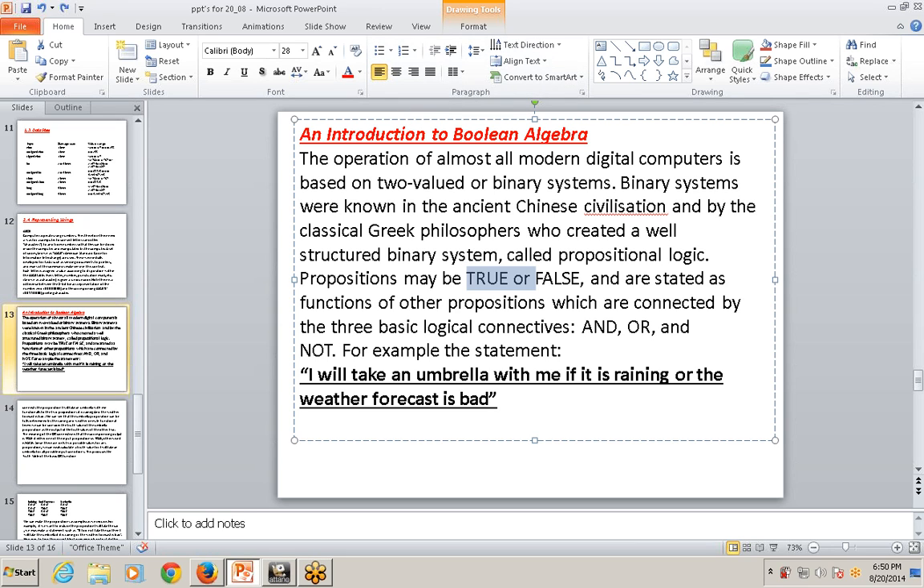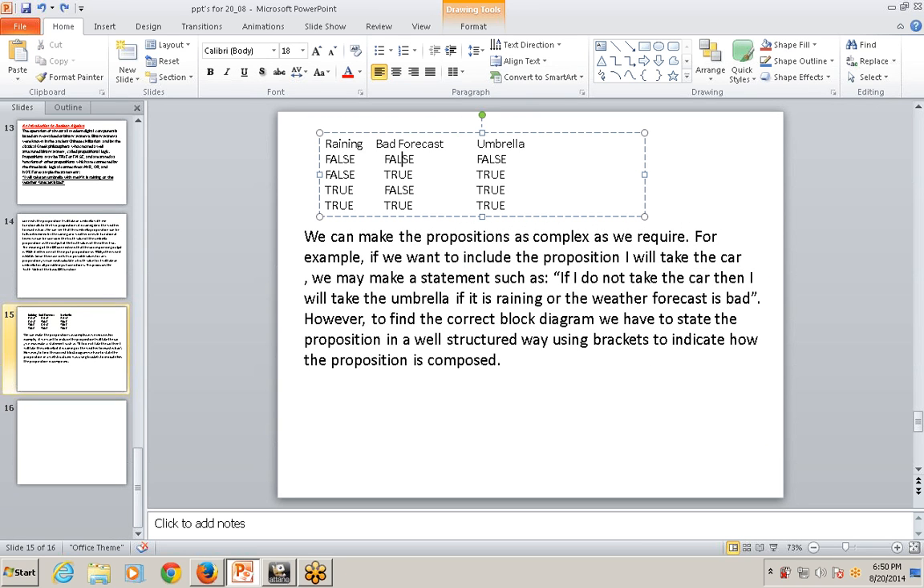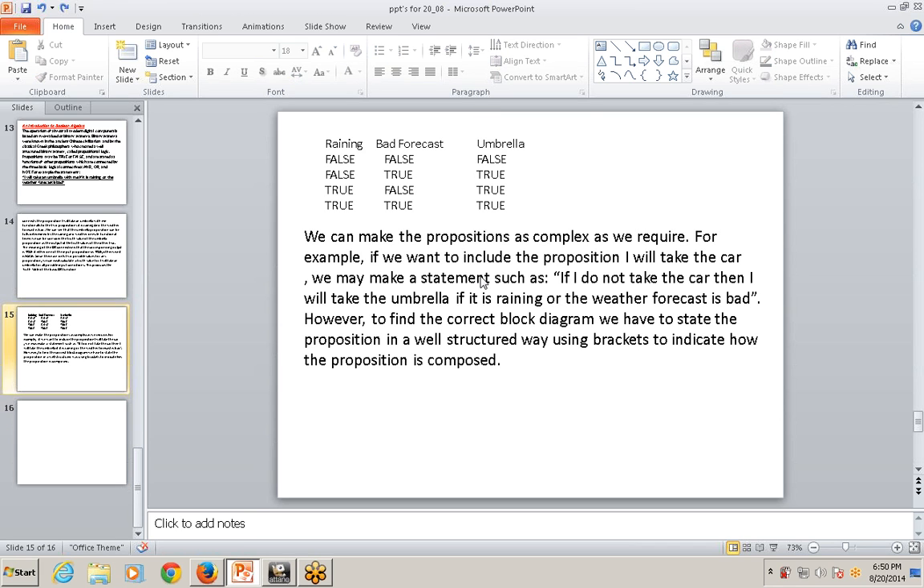In the AND connector, if both the inputs are true, then only the output is true, otherwise the output is false. In the OR operation, if one of the inputs is true, then the output is true, otherwise the output is false. And the NOT operation translates from 0 to 1 and 1 to 0. This is false, false, false, false, true, true, true, false, true, true, true, true. This is your OR operation.